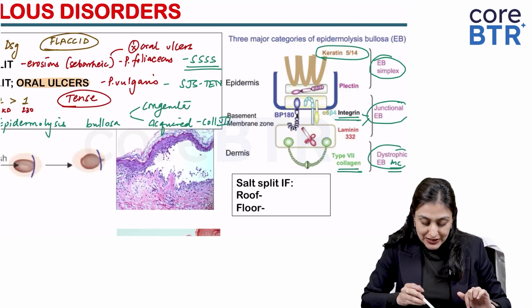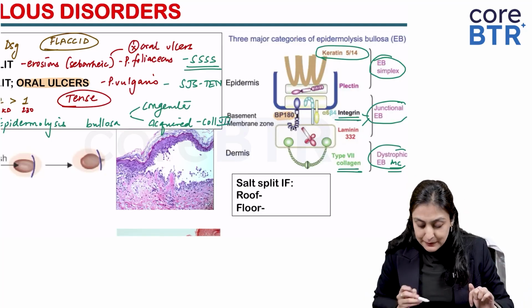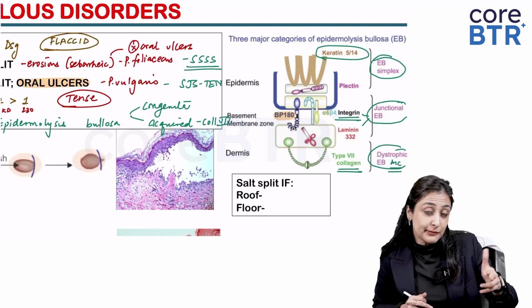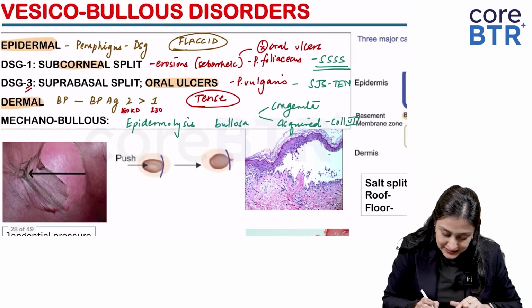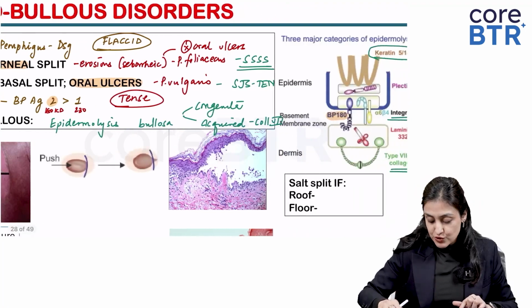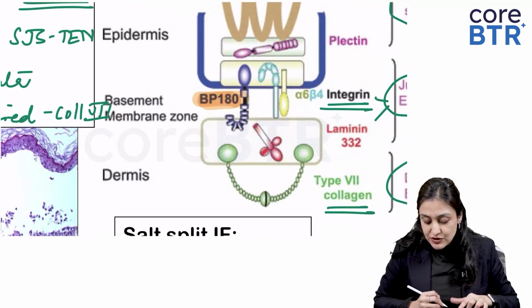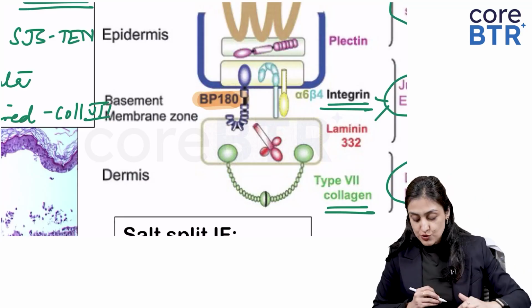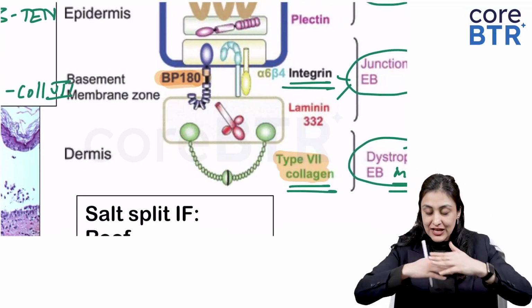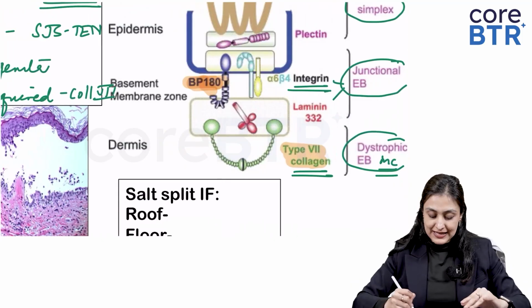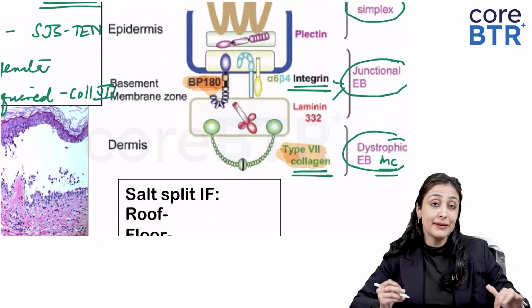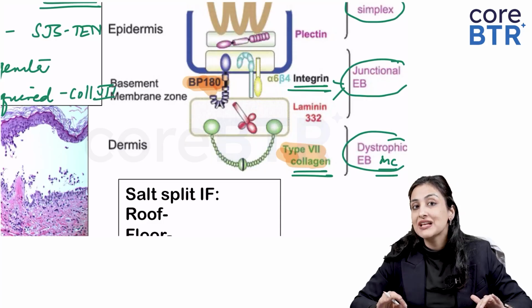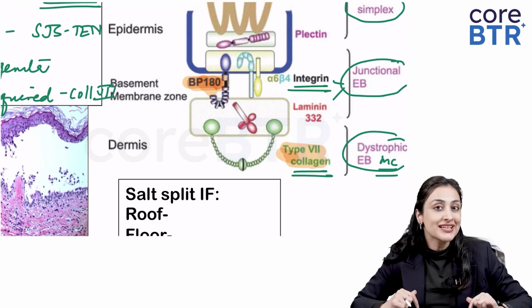So this is where you can see this is your BP antigen, right? 180 means which one is 180? This is 2. So this is what is most commonly affected. So BP antigen 2 is upper, it's more superior, whereas type 7 collagen is inferior. But I can say both of these lesions are subepidermal, meaning both of these will have tense bullae. So how can I distinguish?